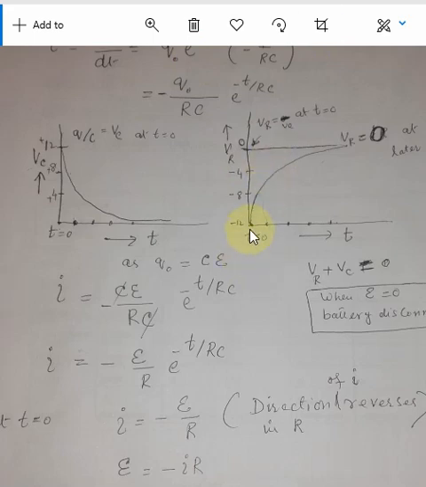That is over here at t equal to 0 it is minus 12. This is the zero value of VR, and as we go downward, the negativity increases, and at t equal to 0 it would be minus 12. So the voltage would be negative.